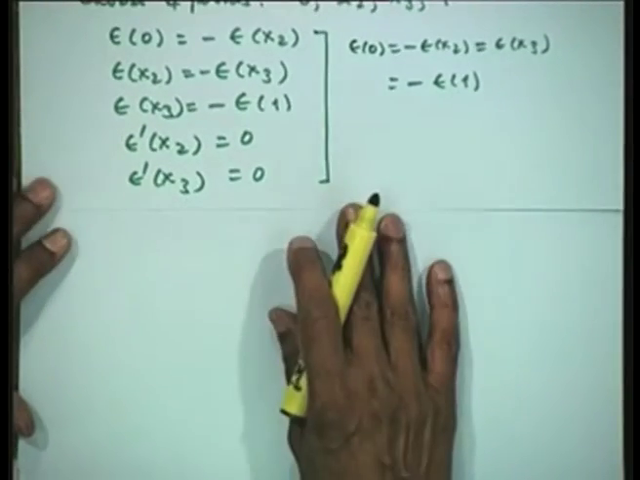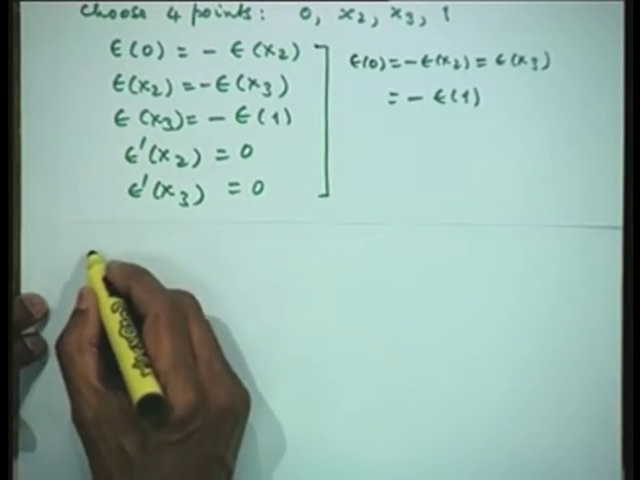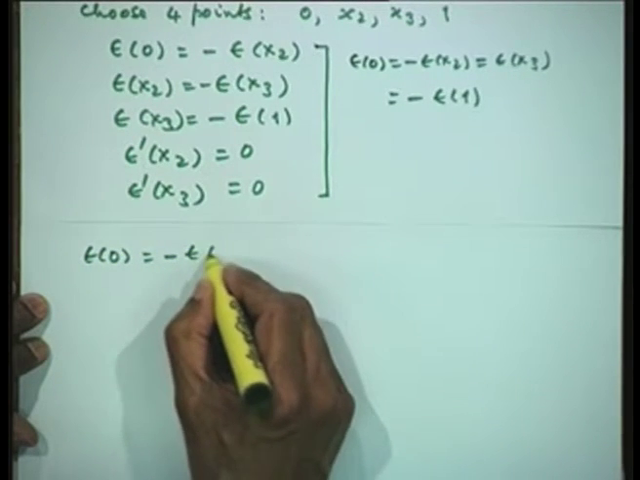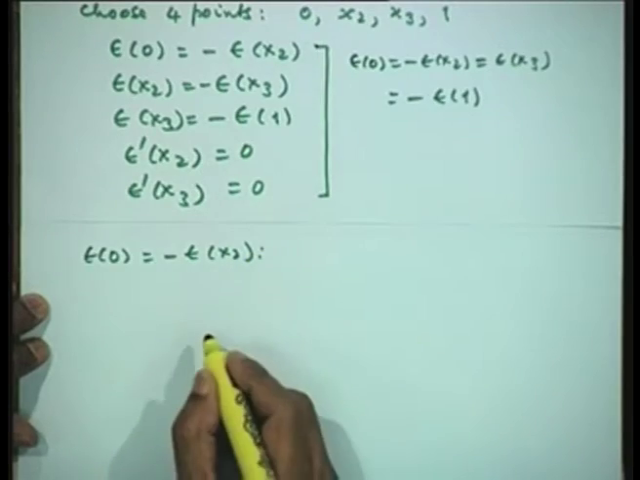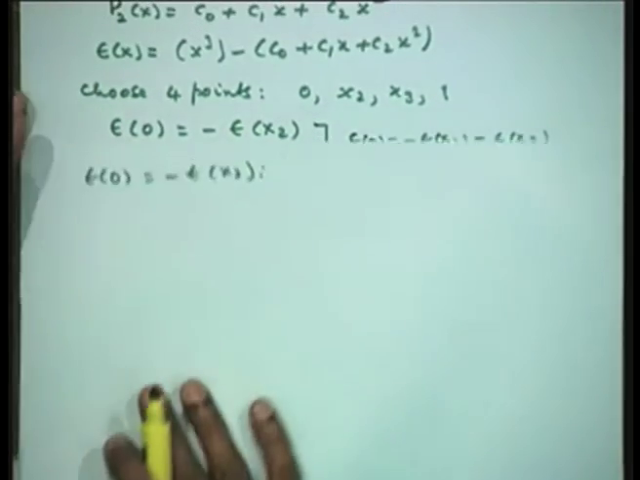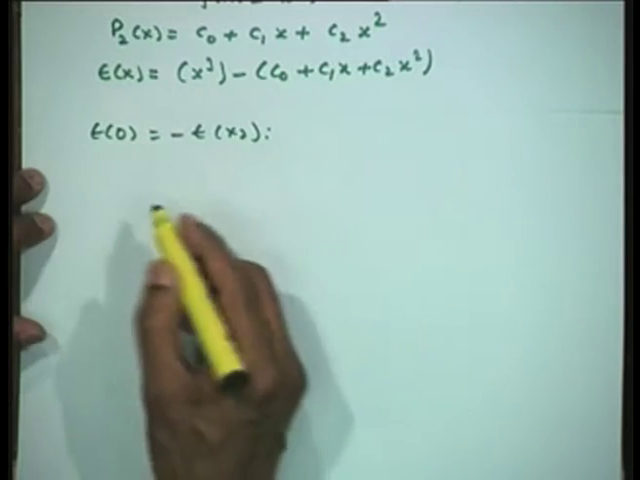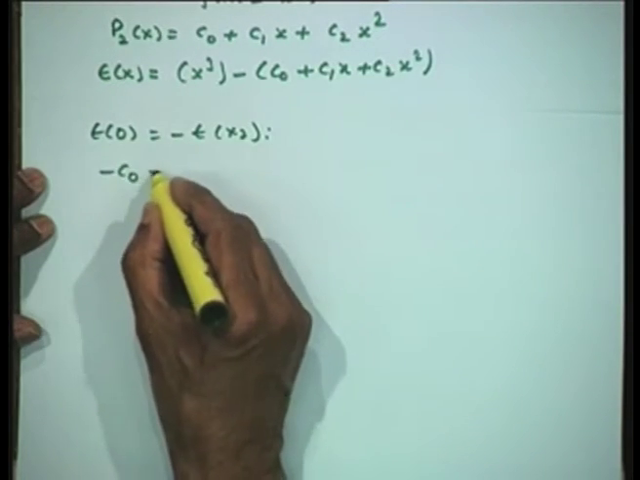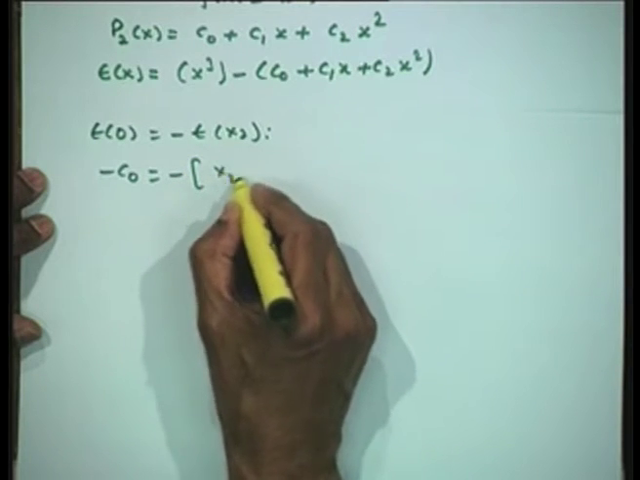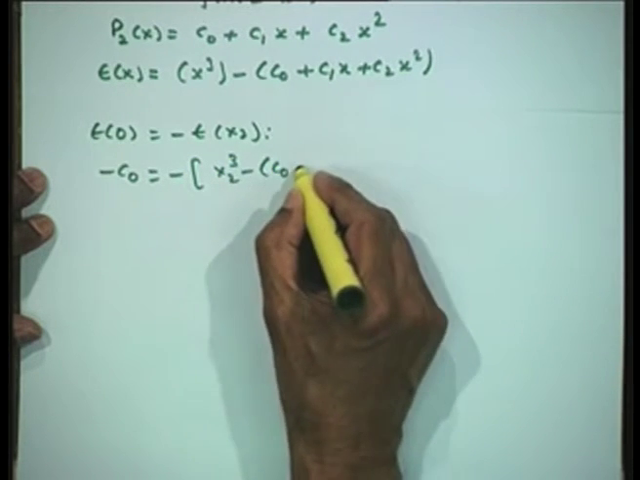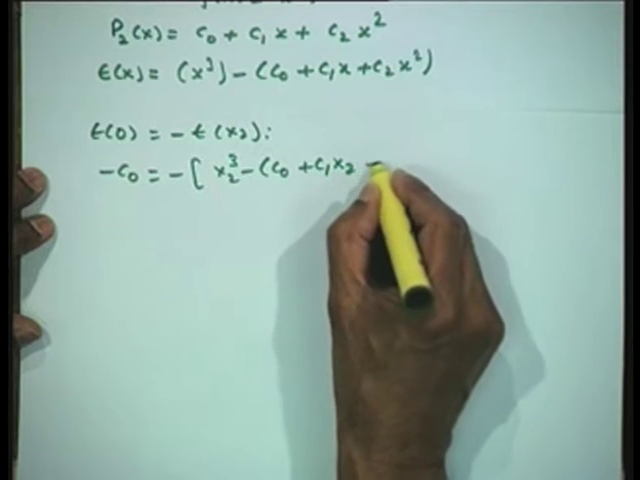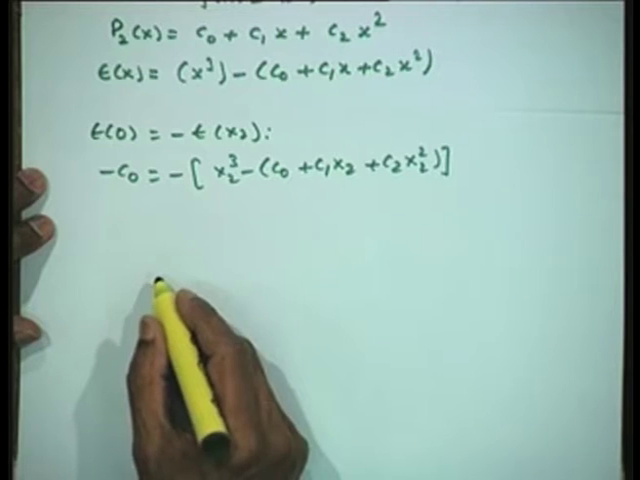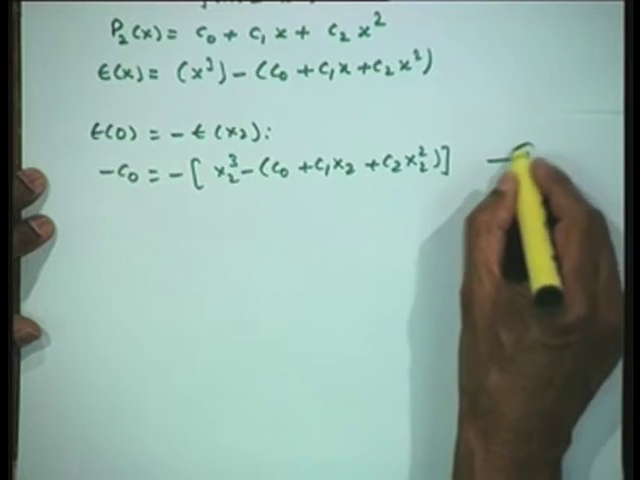Now let us first of all write down what these values are. So you will have here, let us write down again, epsilon 0 is minus epsilon x 2. Now I am substituting in this particular equation, therefore I will have simply minus c 0 on the left hand side, and the right hand side is x 2 cubed minus c naught plus c 1 x 2 plus c 2 x 2 square, that is our first equation. So let us number it as 1, 2, 3 here.